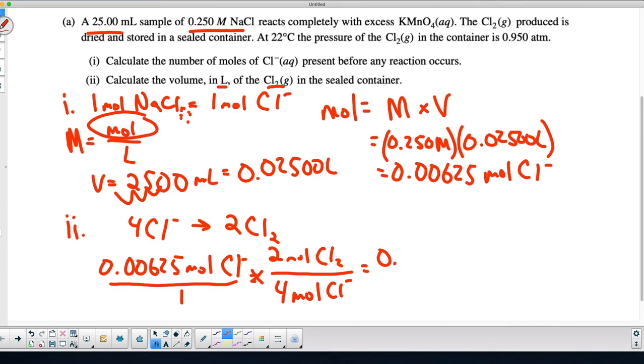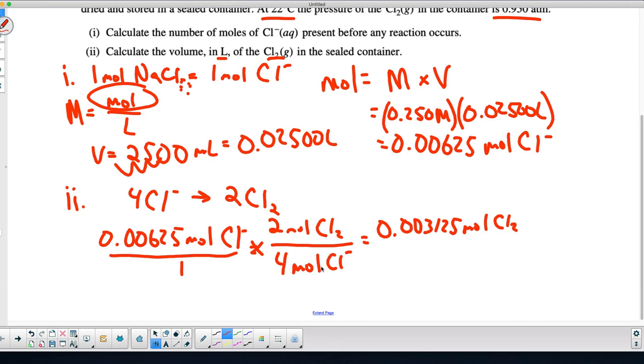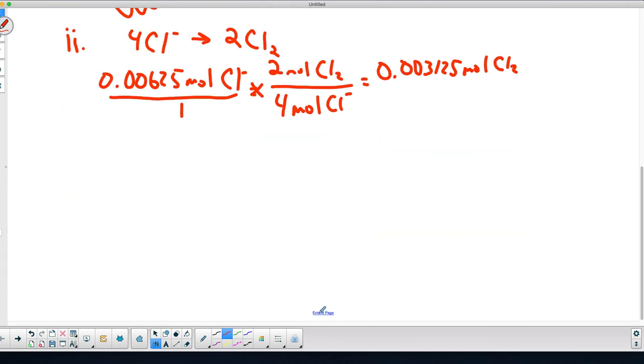And then whatever that is, obviously this number divided by, so 0.003125 moles of chlorine. That's it. Okay, that's the number of moles of chlorine. And now we have some other things. We have a temperature and we have a pressure. So in chapter 10, the most useful equation that we use is the ideal gas law. The ideal gas law says PV equals nRT.